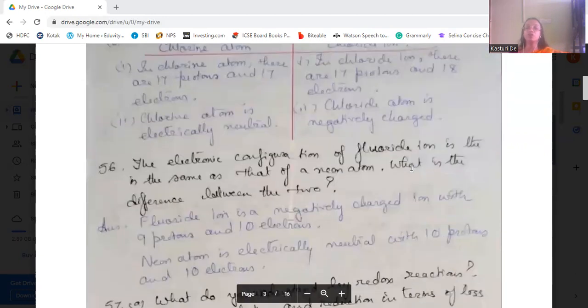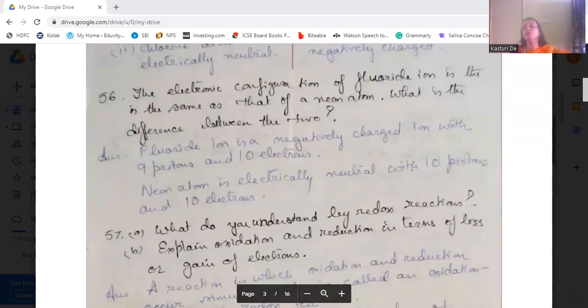Then we come to the next question. The electronic configuration of fluoride ion is the same as that of neon atom. What is the difference between the two? Fluoride ion is a negatively charged ion with 9 protons and 10 electrons. Why is it negatively charged? Because it has 1 electron extra than the number of protons. So with 9 protons and 10 electrons, it has a single negative charge. Okay, and neon atom is electrically neutral because it has 10 protons and 10 neutrons. Okay, that's why it's electrically neutral.